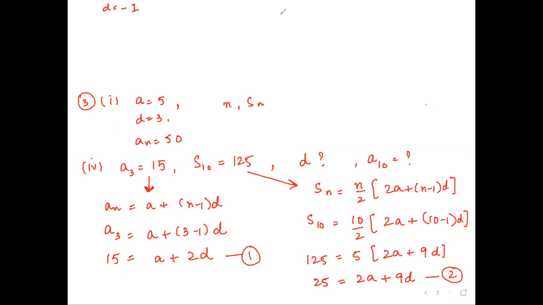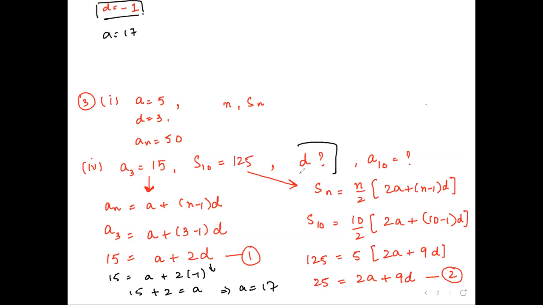Put d equal to -1 in equation number 1. So 15 is equal to a plus 2 into -1. So 15 plus 2 will be equal to a. That means a is equal to 17. I'm getting a is equal to 17 from this equation. Okay, so d is -1 and a is equal to 17. So one thing I have found, which was asked in the question.